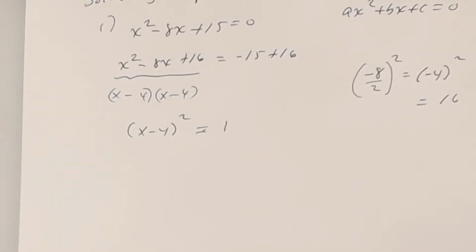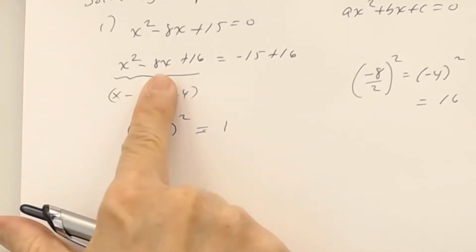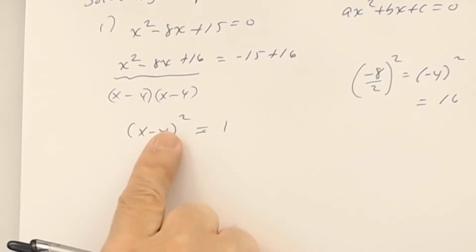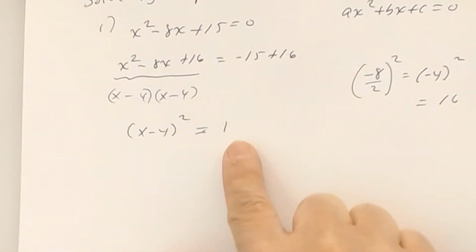So if you're doing this correctly, you'll be able to factor the left-hand side, and it'll be a binomial times itself. It'll be a binomial squared. And then I got 1 because negative 15 plus 16 is 1.